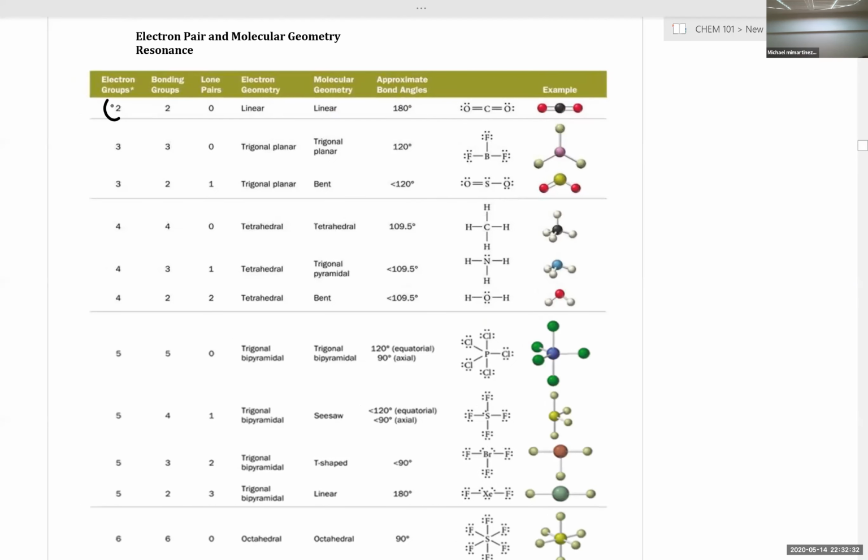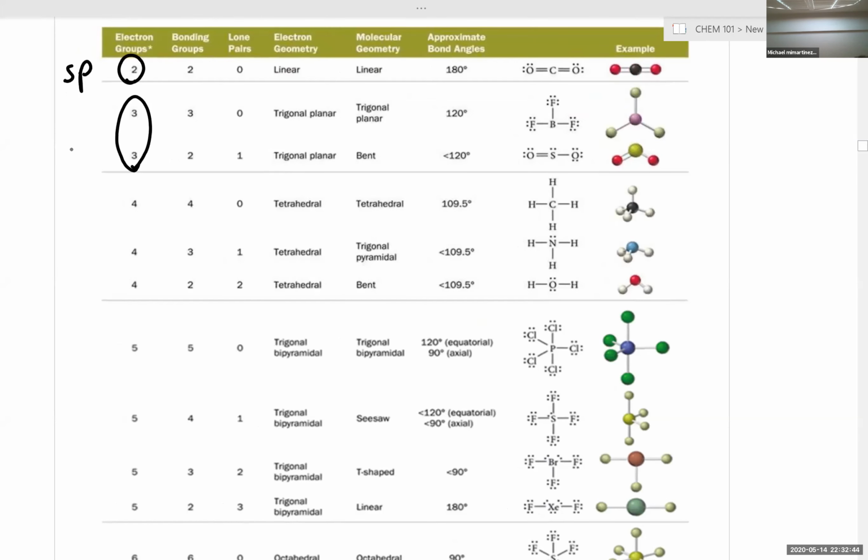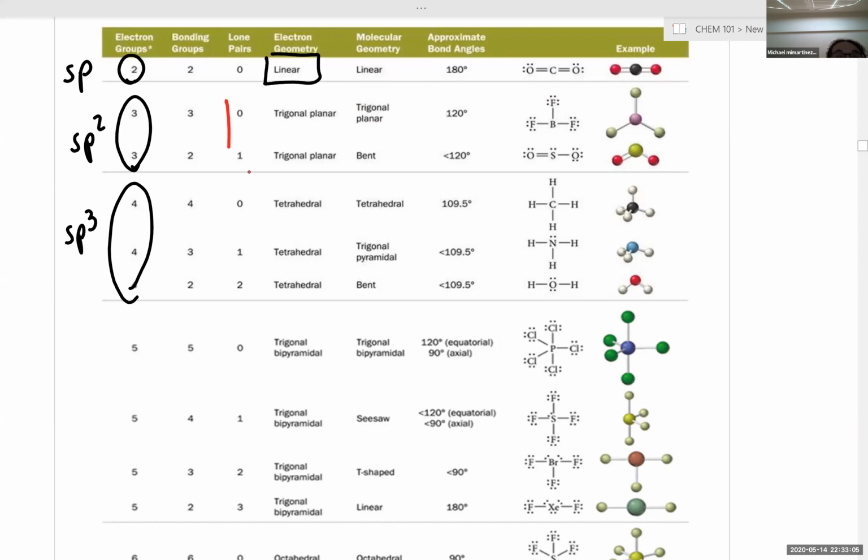So, two charged spheres, we call these sp centers. Three charged spheres are called sp2 centers, and four charged spheres are called sp3. So in terms of assigning geometry, first you assign electron pair geometry by counting your charged spheres. Then, in order to assign your molecular geometry, you count the number of lone pairs. And depending on the number of lone pairs, your molecular geometry will change.